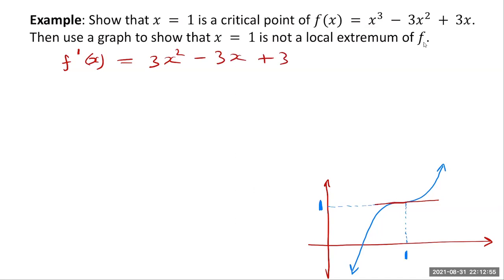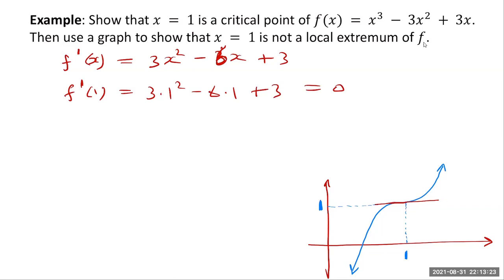This should actually be 6. Okay, 3x squared minus 6x plus 3. That's the derivative. Now, I'm going to plug in x is equal to 1 in my derivative function. F prime of 1 is equal to 3 times 1 squared minus 6 times 1 plus 3, which is equal to 0. What does that tell you?